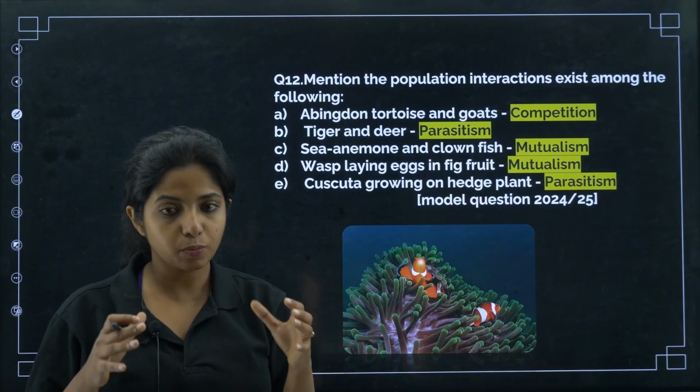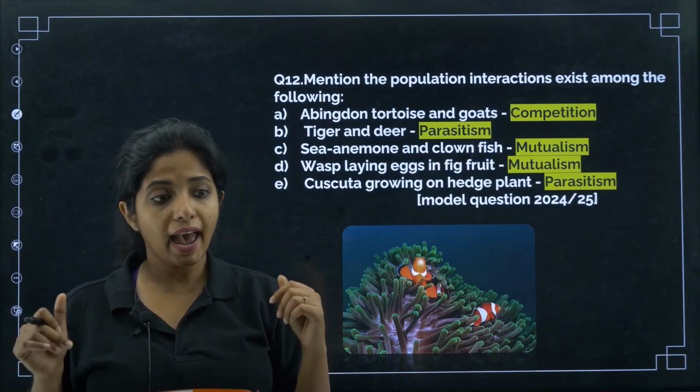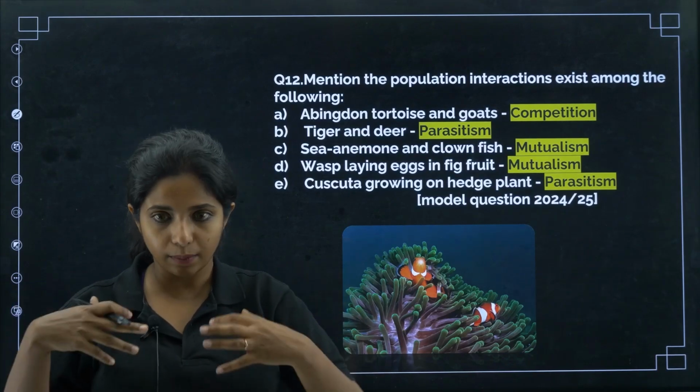Okay, where the wasp is laying the egg, providing a safe space to the fig plant, and the fig plant is basically able to do the pollination with the help of the wasp coming every single time.